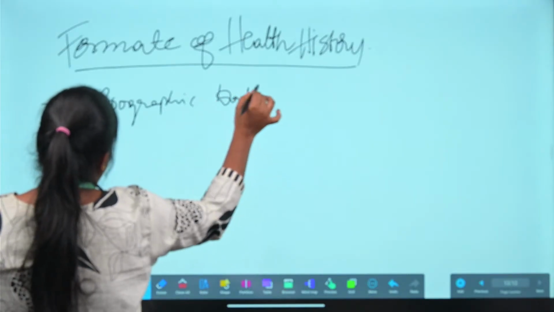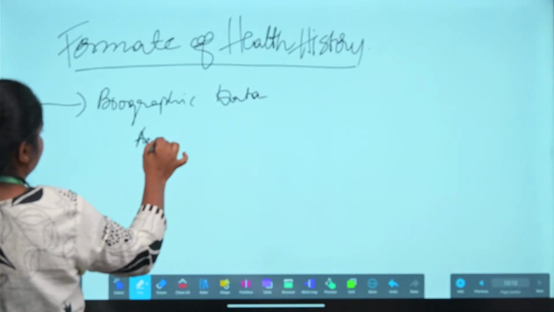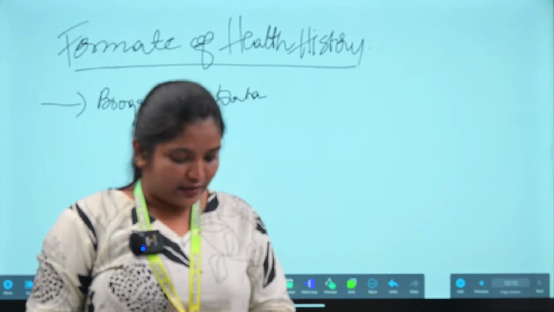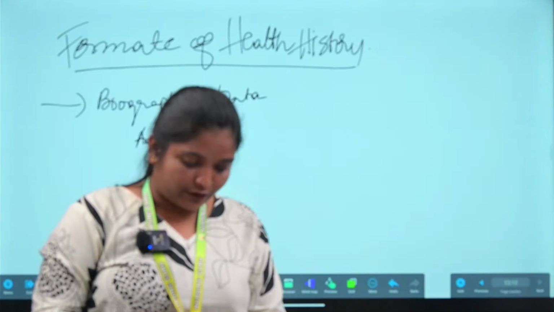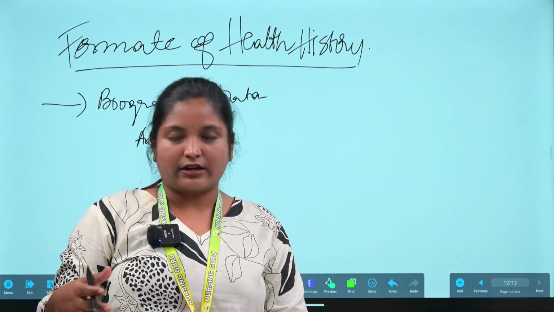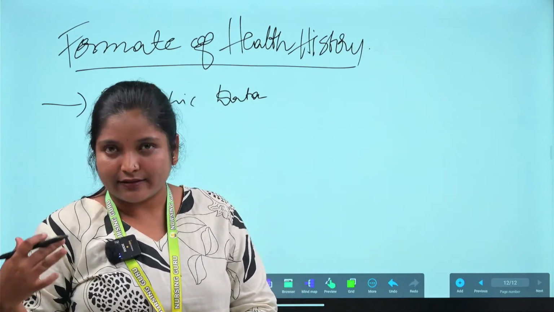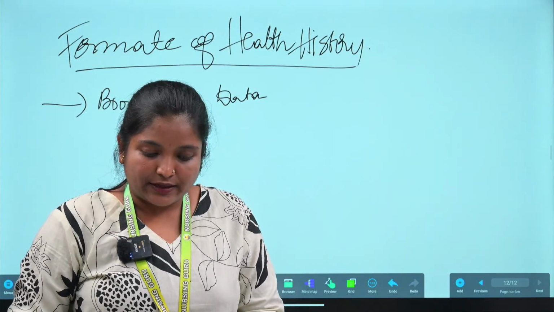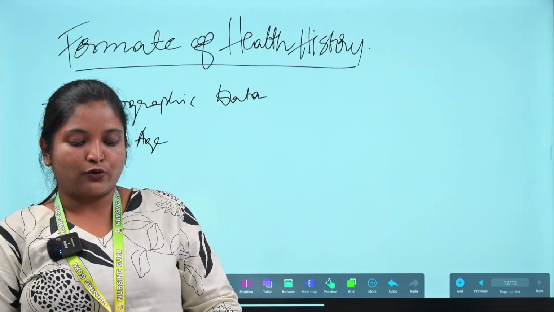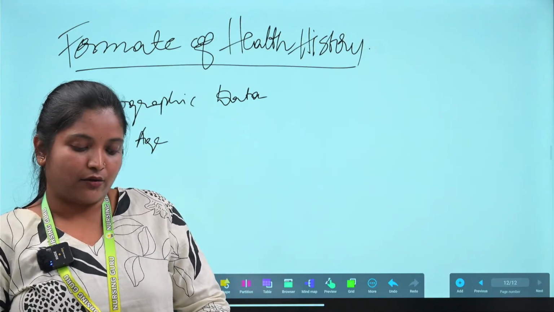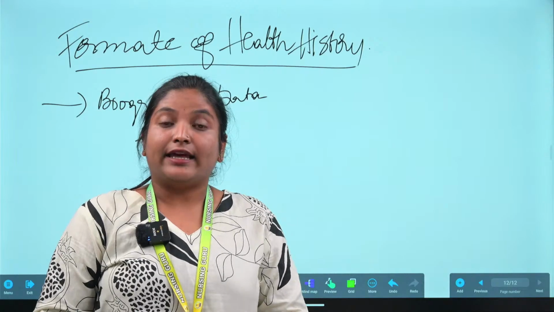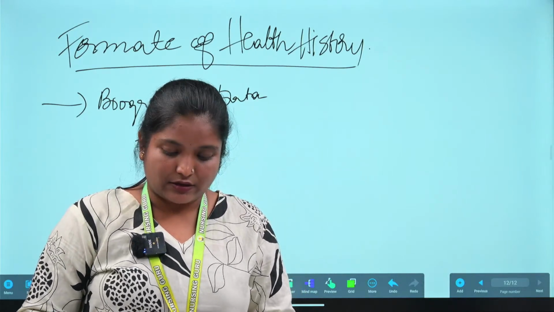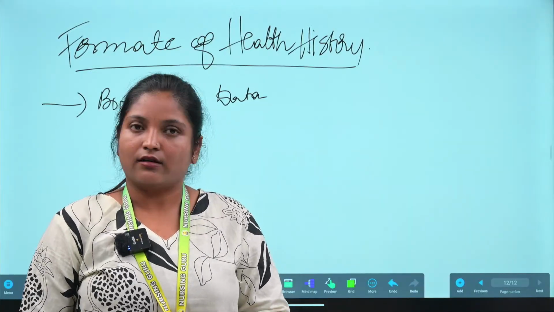Biographic data, right, age and so on, we are going to ask. The next one is demographic data, biographic data and demographic data. Demographic is related to his address and locality, so that is what comes under it. The next one is we are going to ask about the diagnosis, what has happened to him. The next one, we are supposed to ask about the history of the present illness, the present history.